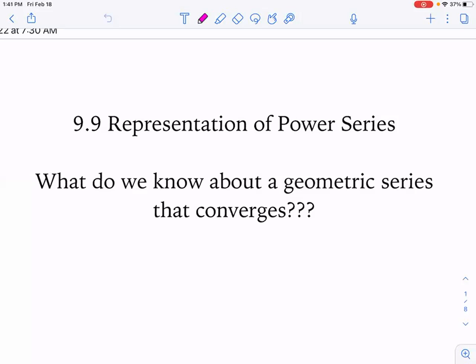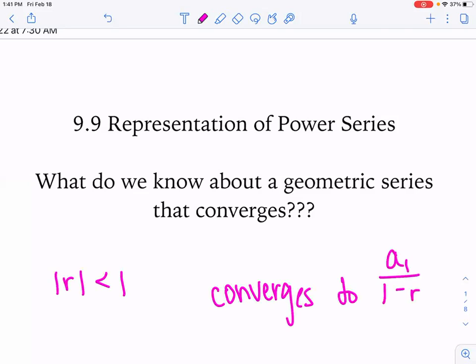Okay, what do we know about geometric series that converge? First of all, what's the rule? They converge if the absolute value of the ratio is less than 1. And if they do converge, then we know they converge to what? Yeah. Okay.